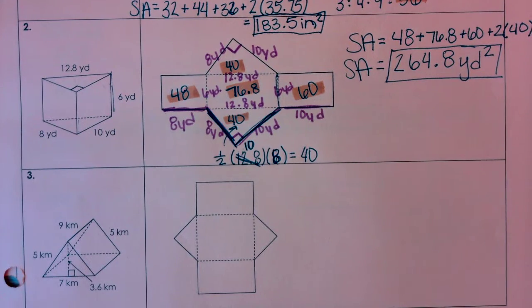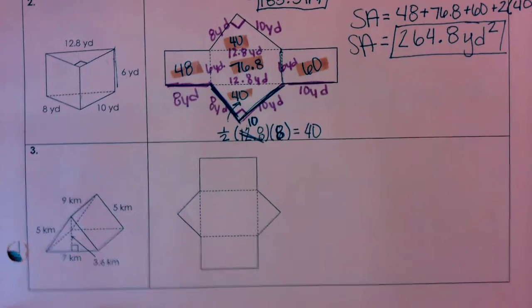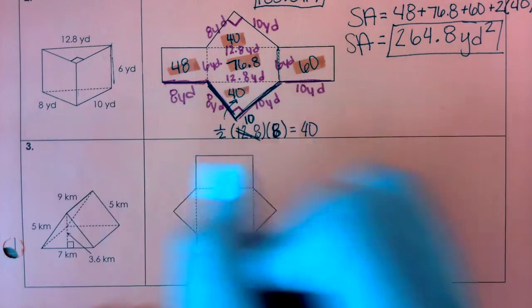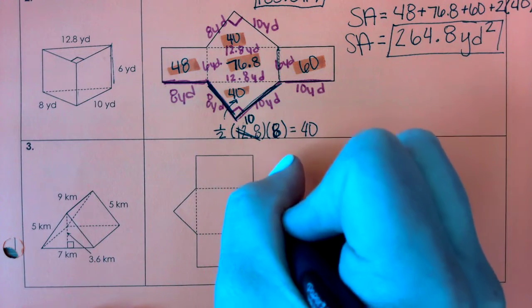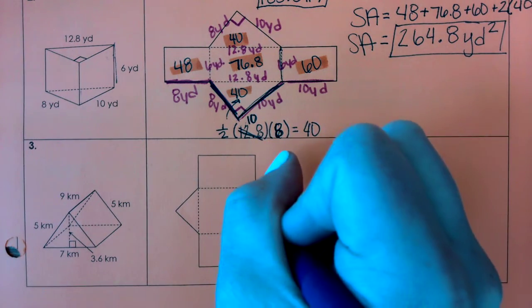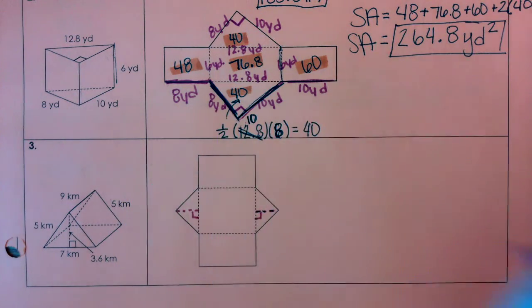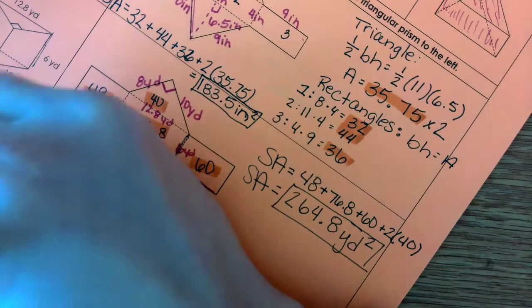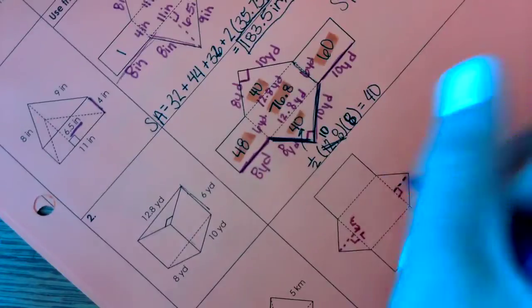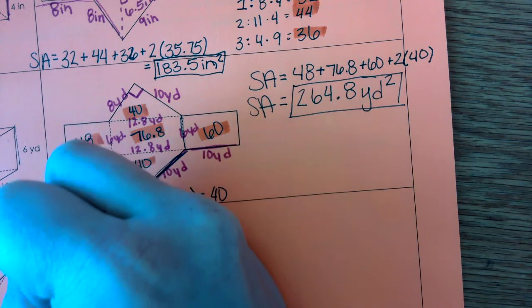Okay. Our last one that we're going to work with then is our tent looking one. So my height on my, I'm going to draw my dashed lines to help me figure out those heights. My height would be, that's my base. My base is 7. So then my height is 3.6. Okay, so my height is 3.6.